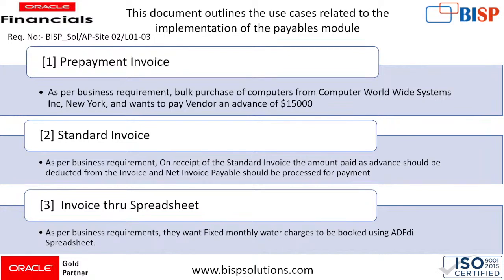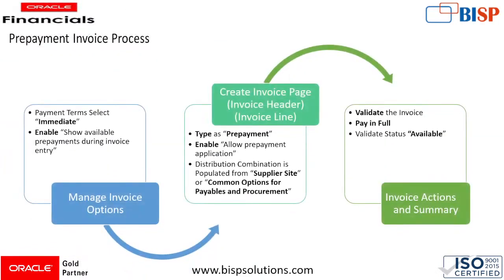After that we will create an invoice through a spreadsheet. The business requirement is that they want a fixed monthly water charge to be booked through ADFDI sheets, so we will do that also. Let us move to the next slide. These are the requirements gathering we have done. BISP Solutions and accounts payable requirements were provided, and we have taken this as a use case. So let us move on to what the prepayment invoice process requires.